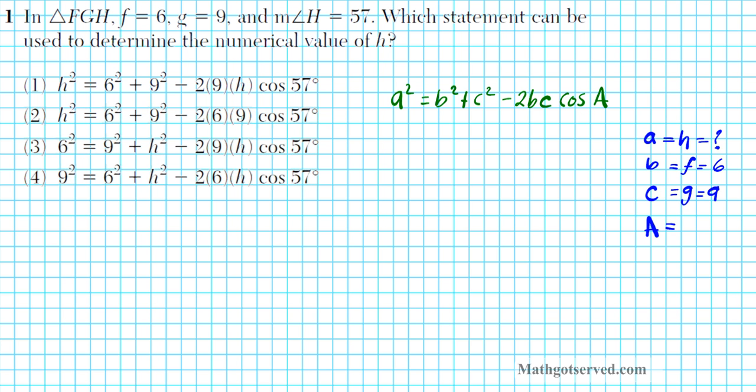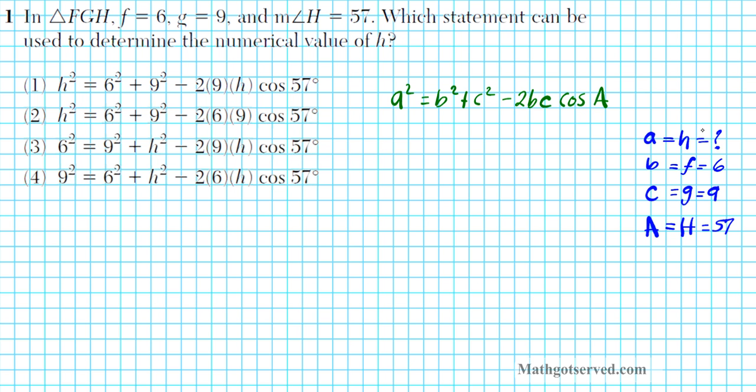And then uppercase A is equivalent to big H. Okay? You can see the connection here. Lowercase a is lowercase h. Uppercase A is uppercase H. All right? And that is 57 degrees.